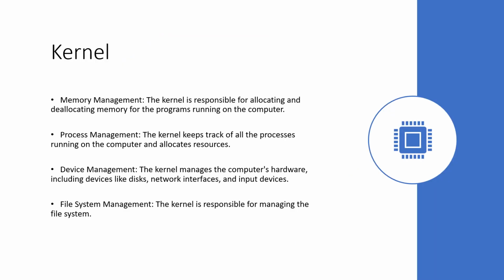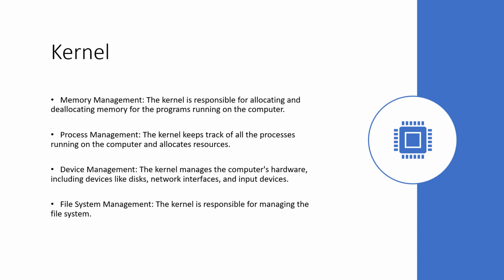So let's talk a bit about the kernel now. The kernel is the primary part of the operating system, as I said before, and does things such as memory management, file management, and all of the other things that your computer needs to function. Memory management is when the kernel is responsible for allocating and deallocating memory for the programs running on the computer.